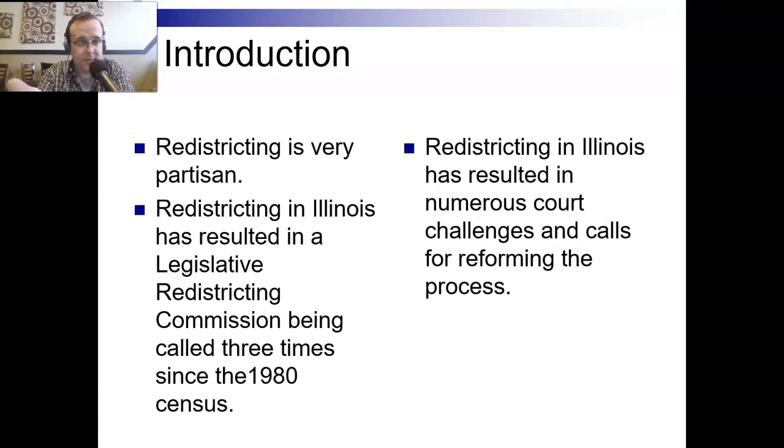Redistricting is partisan, highly partisan. Redistricting has resulted in a legislative redistricting commission being called 3 times since 1980. Redistricting in Illinois has resulted in numerous court challenges and calls for reforming the process. So we're expecting the political parties to agree to work together, to want the common good for all the people in the state. Well, that's probably not going to happen anytime soon.